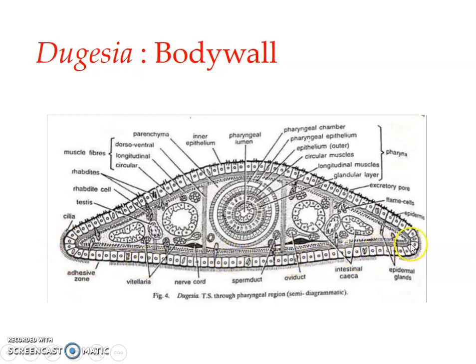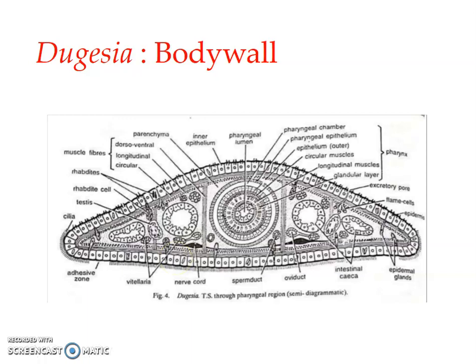Okay, this is the single layer of cuboidal or columnar cells which make up the epidermis, right? And you have the muscle layer as well. You can see these are the gland cells, and the rhabdite forming cells. You have the gland cells. So all these are associated with the dorsal body wall.